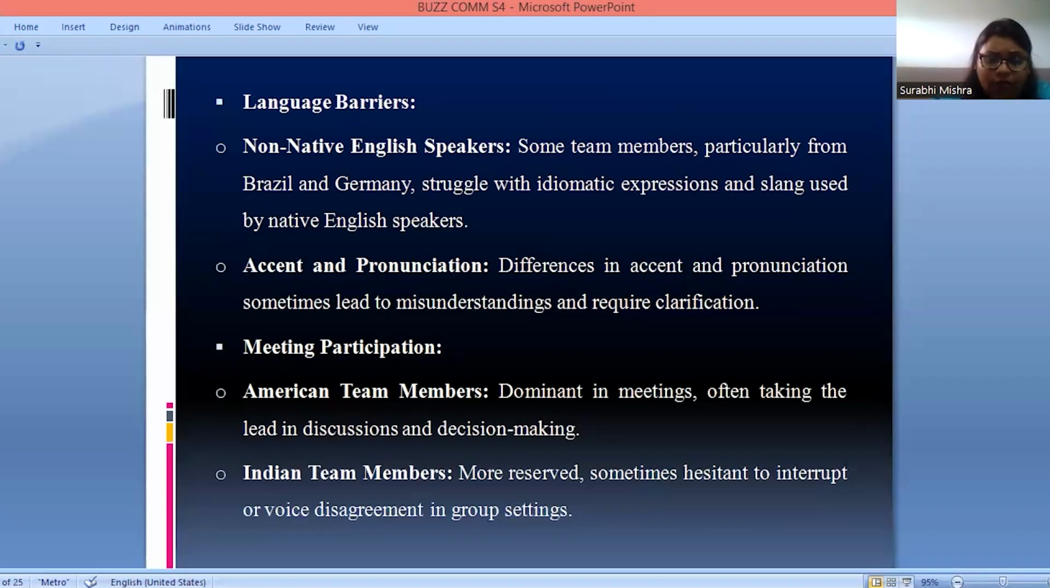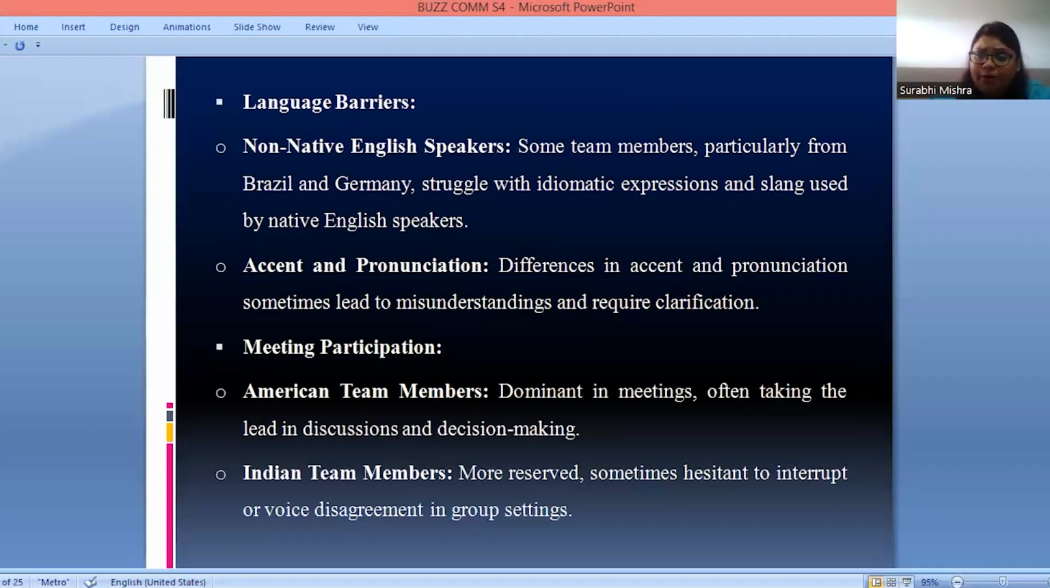The next, Indian team members, they were more reserved. Indian team members were more reserved, and sometimes they hesitate to interrupt or to voice disagreements in group meetings. Right? As already discussed earlier, American people were very open towards feedback, and Indians used to hesitate to provide negative feedback so as to maintain harmony of the team.